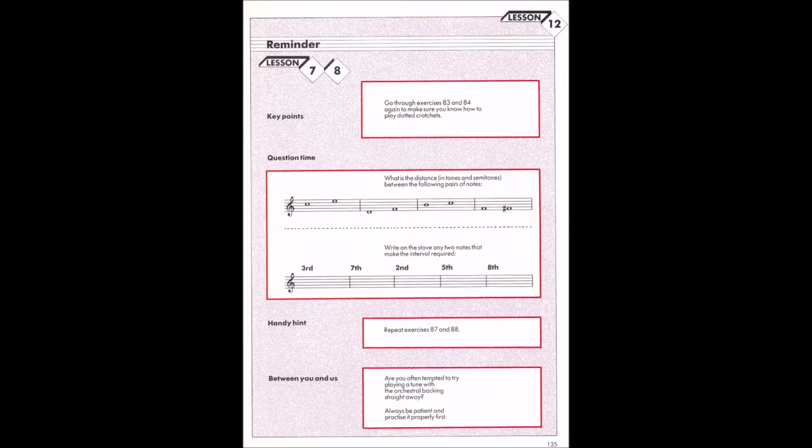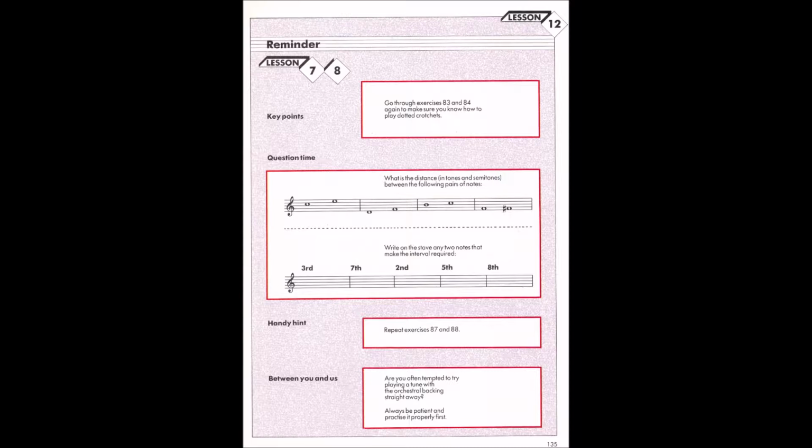The first question on page 135 concerns the difference in tones and semitones between pairs of notes. The correct answers are: between the first 2 notes, C and E, the distance is 2 tones. From D to F, the next pair, the distance is 1 tone and 1 semitone. Between B and C, it's a semitone. And between F and F sharp, the same applies. The distance is 1 semitone. If you didn't get all those right, have another look at page 80 of your Lesson 7 booklet, which shows the distances in diagram form.